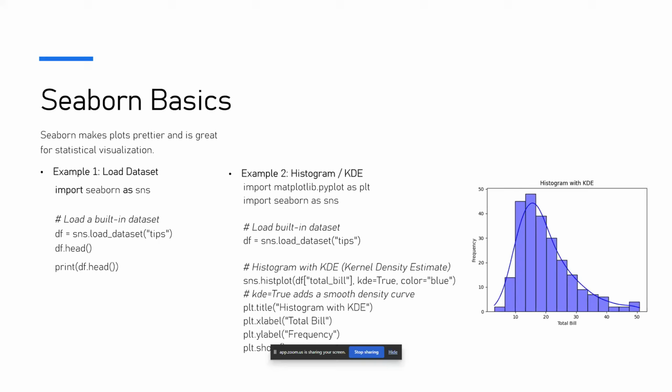Seaborn and Matplotlib have built-in datasets which you can use, and I would suggest when you're first starting out, you can just use those. They're very big, and the bigger the dataset, the better your charts are going to look. So you can just load them and then use them. This dataset contains information about restaurant tips such as the total bill, tip amount, day, time, and so on. And the command df.head shows the first few rows of the dataset.